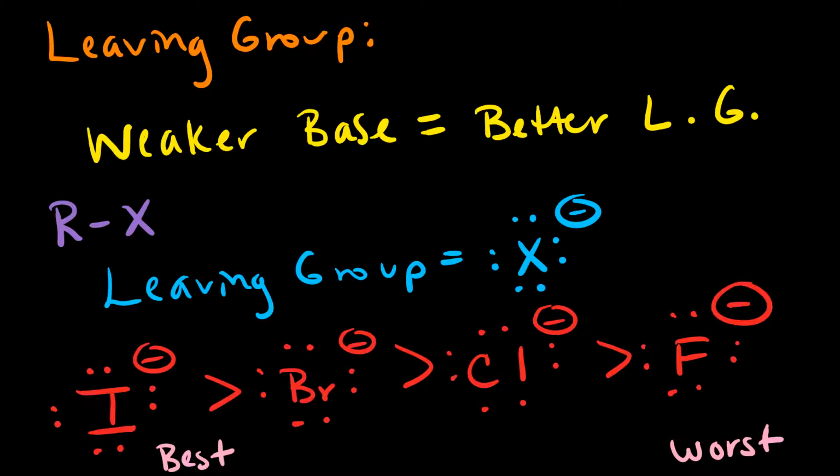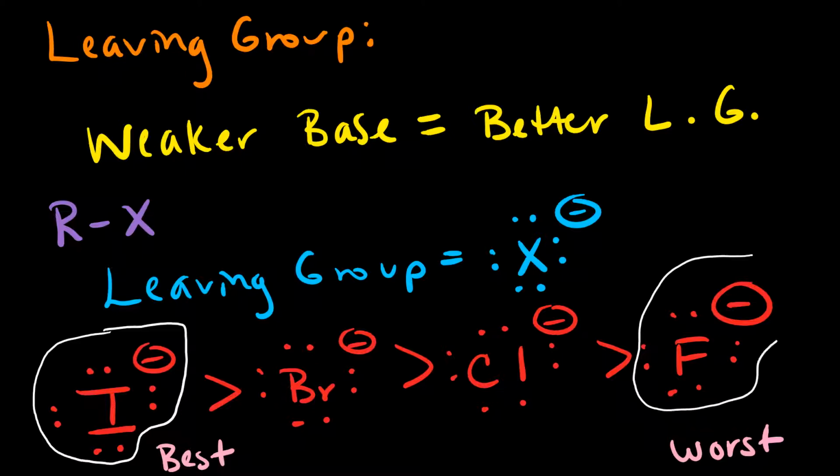Recall that when you go down the periodic table, like in the halogen series here, as the atom gets larger and larger, it can better accommodate electron density. So I- is going to be the most stable or the weakest base, and F- is going to be the least stable or the strongest base. And so I- in this series will be the best leaving group, while F- will be the worst leaving group.